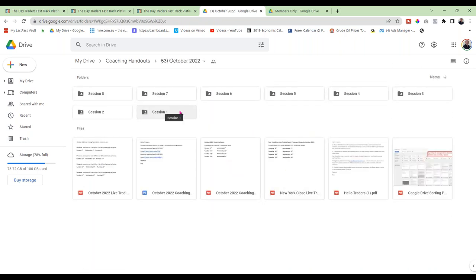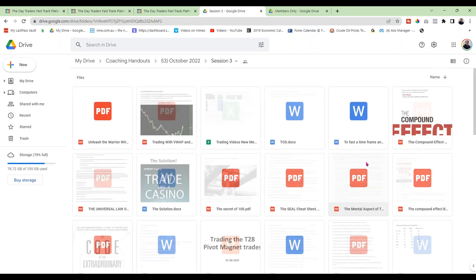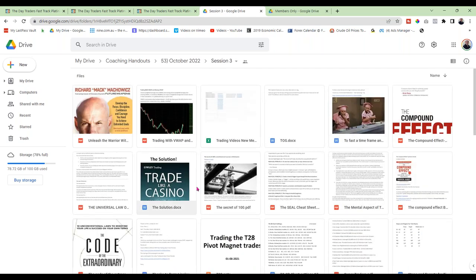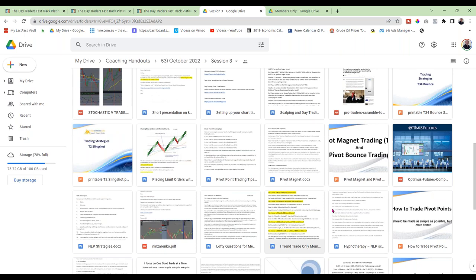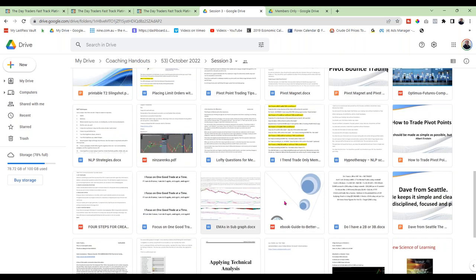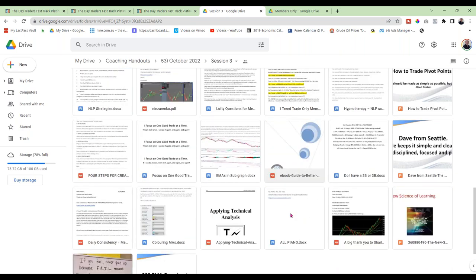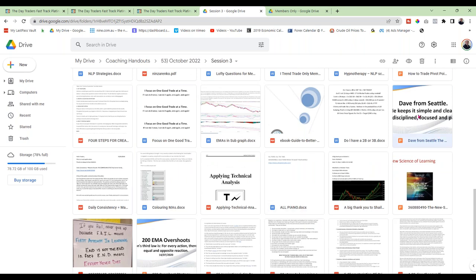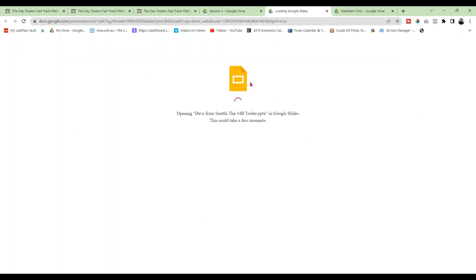So in the session one folder, well, actually tomorrow is session three. So here are the handouts in the session three folder. And some of these, we never ever get through them. So my job, I just don't give you a couple of different ones, like here's Dave from Seattle, one of our traders who trades the 2Bs and 34Bs.